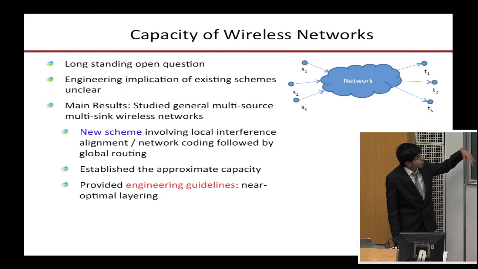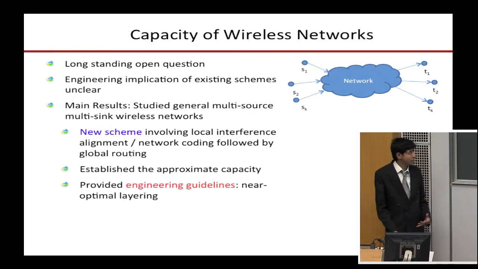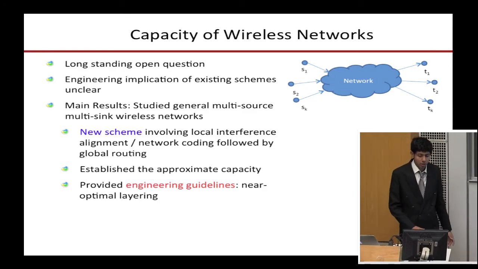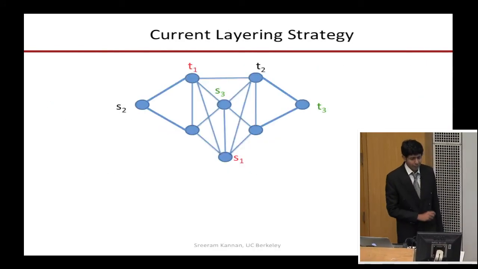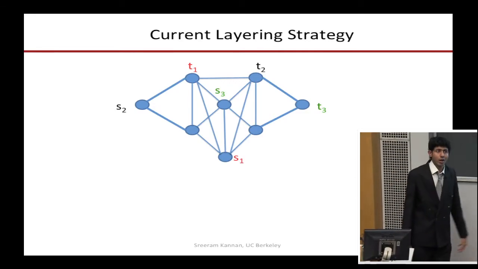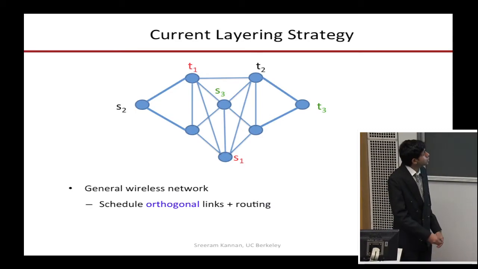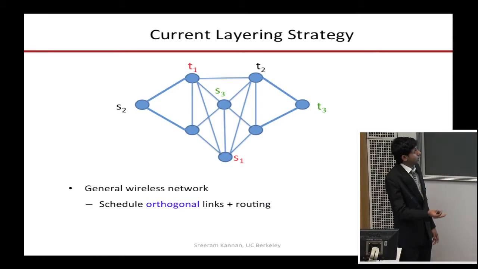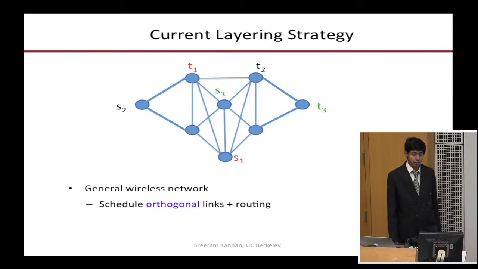So in our work, we show how this scheme, the near optimal information theoretic scheme, has a natural layering strategy. So let me quickly go over what I mean. Let's say this is a current wireless network. In this network, the basic idea is to schedule orthogonal links. The current networks mostly do this: schedule orthogonal links and then do routing.